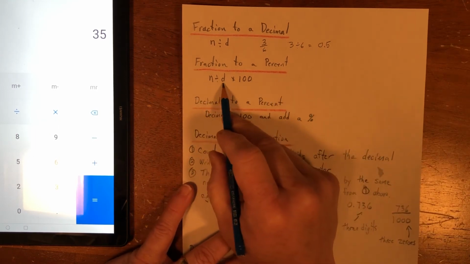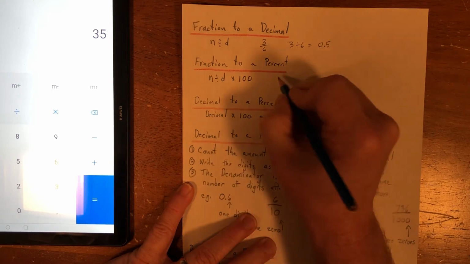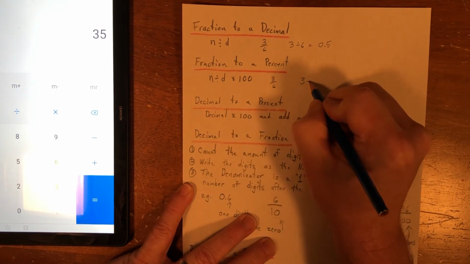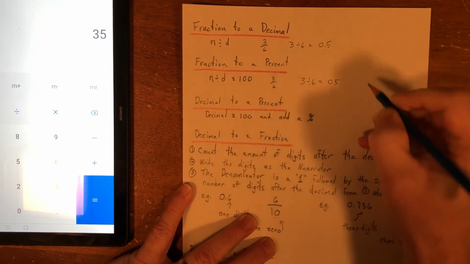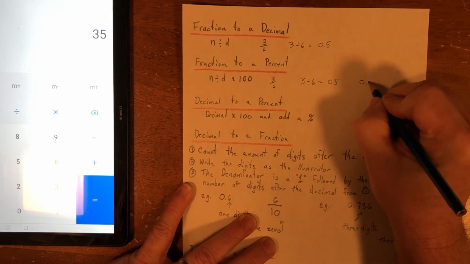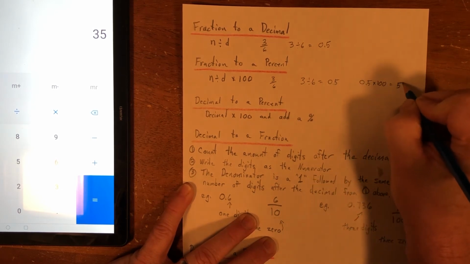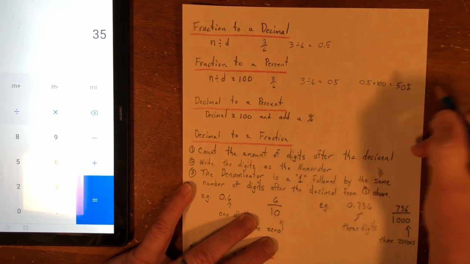For a fraction to a percent, we would do the exact same thing, but then we multiply it by 100. So again, if it was 3 over 6, we take 3 divided by 6 would equal 0.5. And then we take our 0.5 and we multiply that by 100, which would give us 50. And then we throw on our percent symbol at the end.